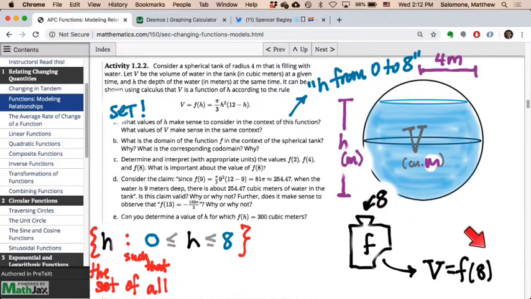Replace h with 8. Because when the depth of the water is 8 meters, that means this spherical tank is totally full, and so we get the whole volume. So there is a chance for us to use the equation we're given here. Pi over 3 times 8 squared times 12 minus 8. 8 squared is 64. 12 minus 8 is 4. Multiply those, it's 256. So that's 256 pi over 3.